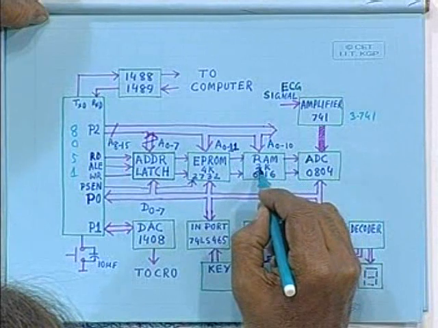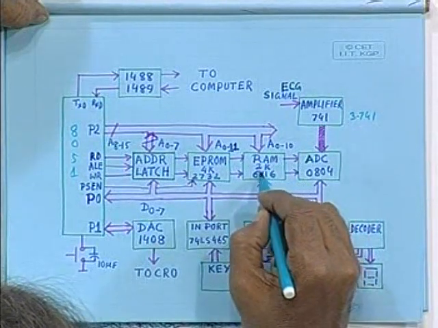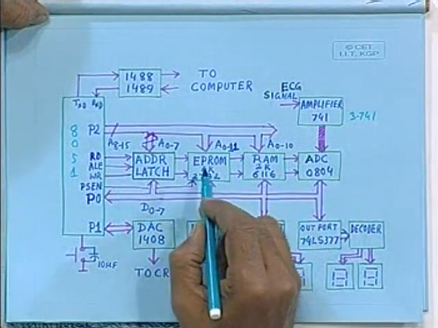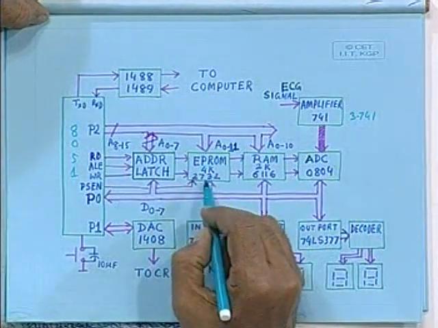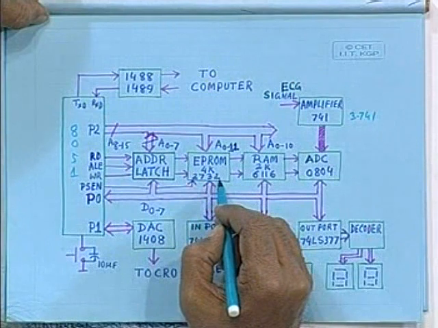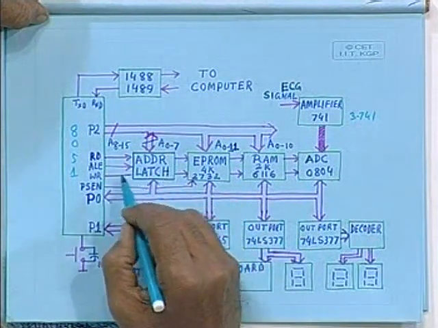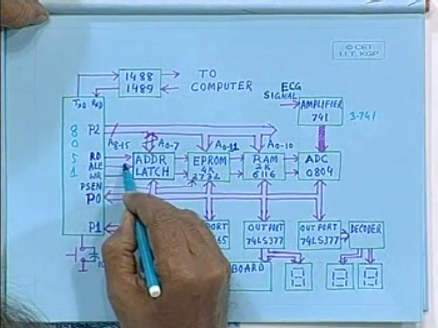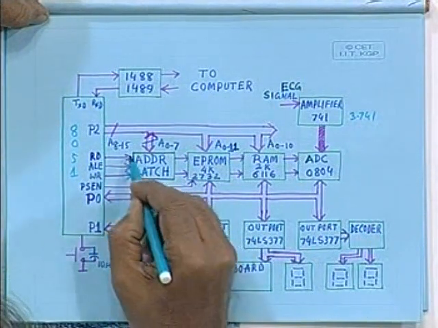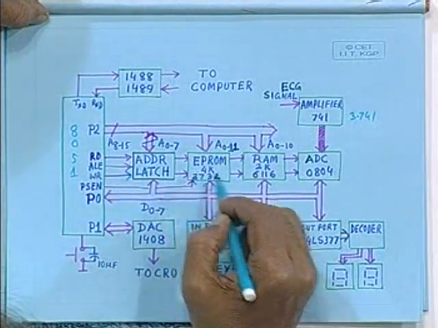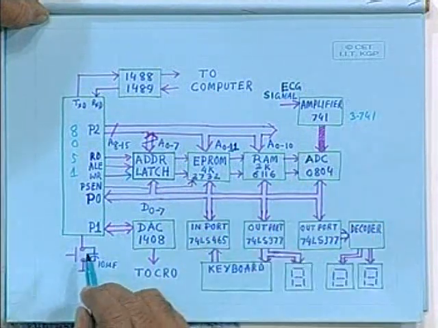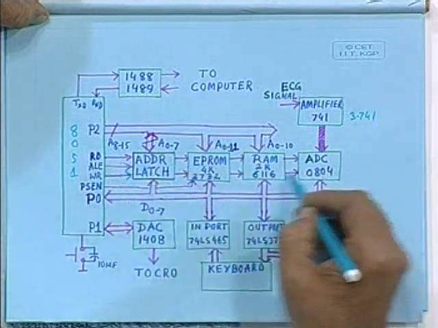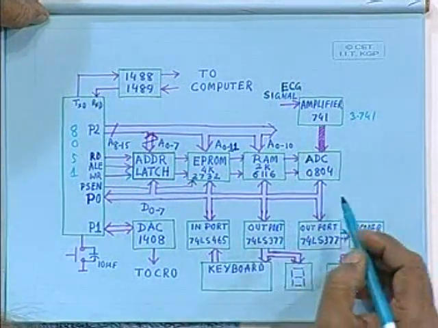For RAM we have interfaced 2 kilobytes of RAM, 6116, and 4 kilobytes of EPROM, 2732. And as you know, you will require one address latch. The latching is done with the help of the ALE. Then the read and write signals will go to EPROM, RAM and ADC. The chip selection signals are not shown here.